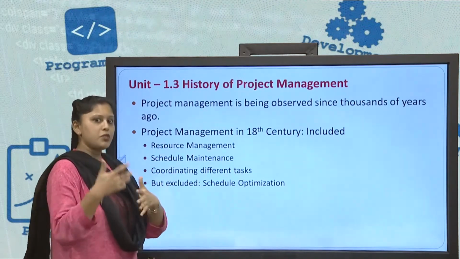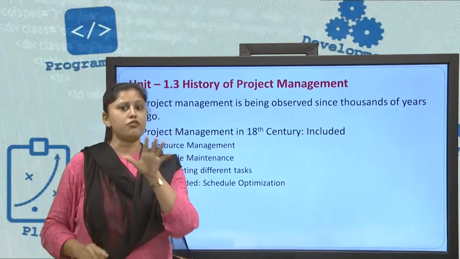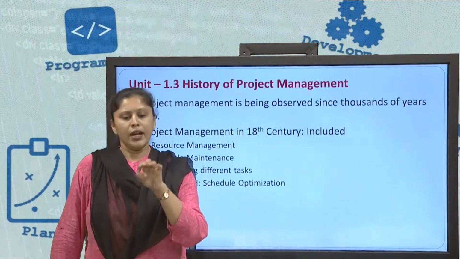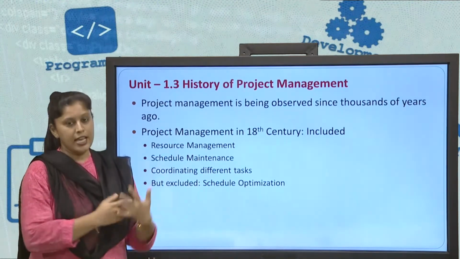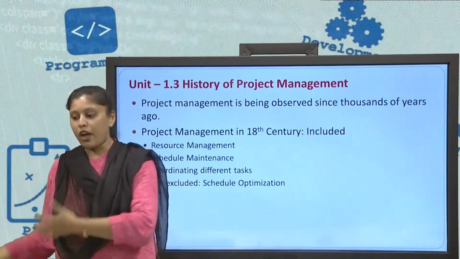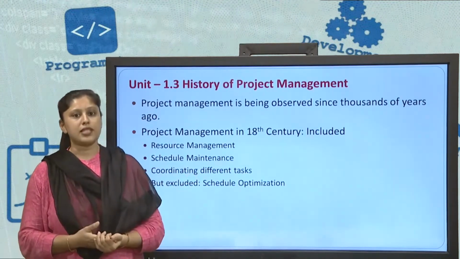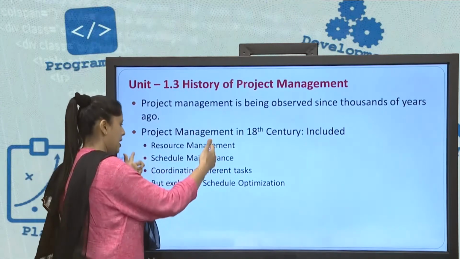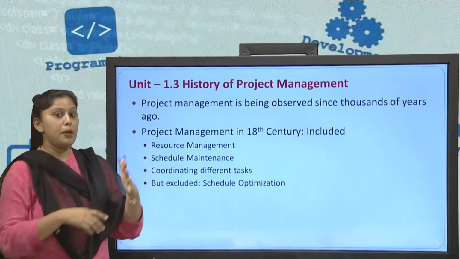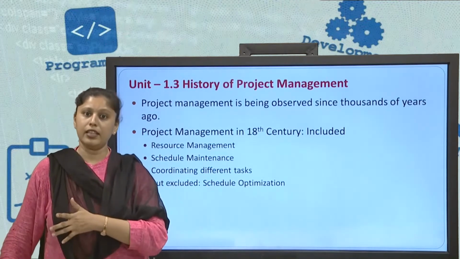Now what all management was there? First was resource management. People used to manage their resources very well. Now resources are nothing but, you know, if you have a kettle, right, kettles are your resources. Manpower is your resource, but you used to manage them simultaneously. It was during the 18th century, of course, that they used to manage the resources. Then scheduled maintenance was there. People used to wake up so early. They used to, you know, sleep very early in the evening, all right.